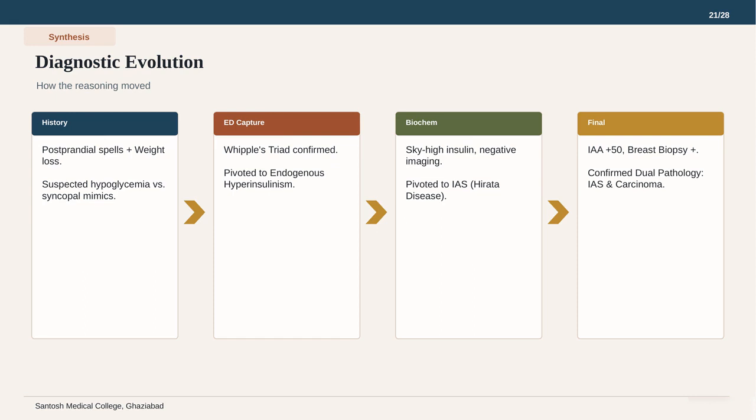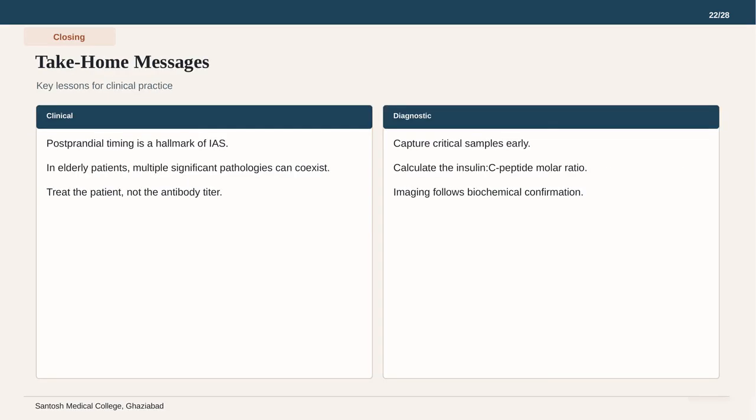Bizarre biochemistry with sky-high insulin and negative imaging redirected our focus away from tumors and toward Hirata disease. Finally, in the fourth box, targeted serology and a tissue biopsy confirmed a dual pathology of insulin autoimmune syndrome and breast carcinoma. This brings us to our final reflections on clinical practice. Notice the core lessons divided into clinical and diagnostic categories on this final screen.